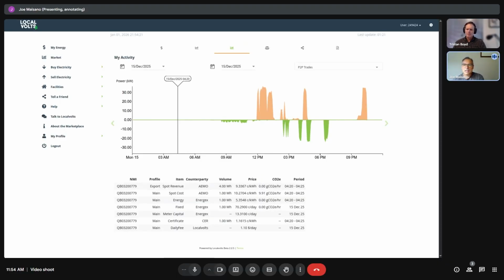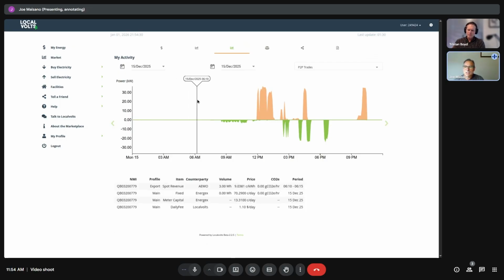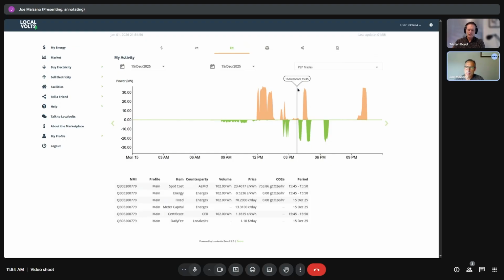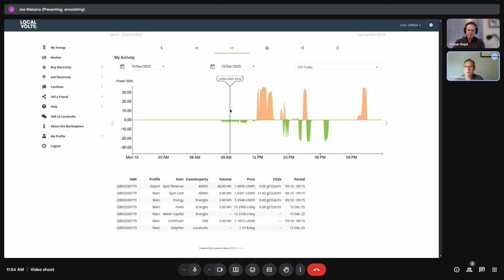Okay, now we're on the My Activity screen, which is essentially a view of a day or any period we choose up here, which shows on a timeline the imports, exports, prices we paid, essentially a bit of a view of the whole day. So what I've got here, I've just chosen a fairly interesting day, which is the 15th of December. And what we have in that light orange color is our grid imports, and down in the green we have our grid exports.